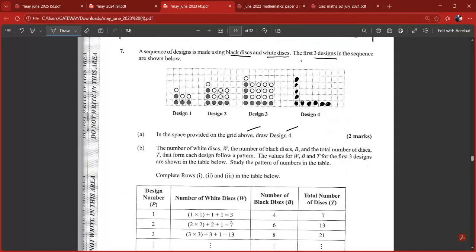Everything else should be white disks. So you have one white disk above, and then you leave this row blank, and then you fill in everything else, based on the pattern there. Fill it in like this. And that is basically the design for there.